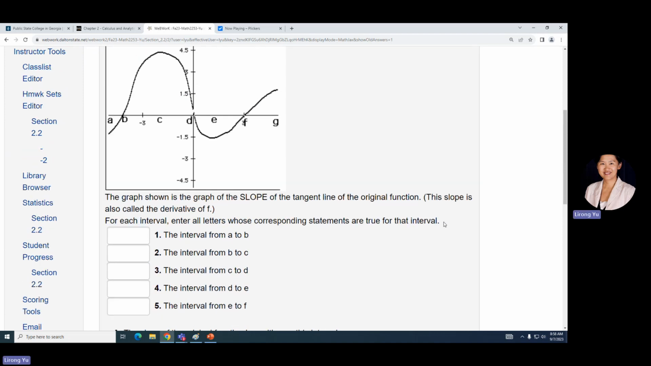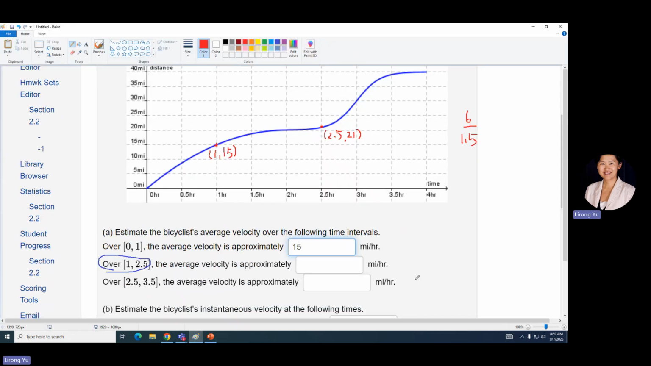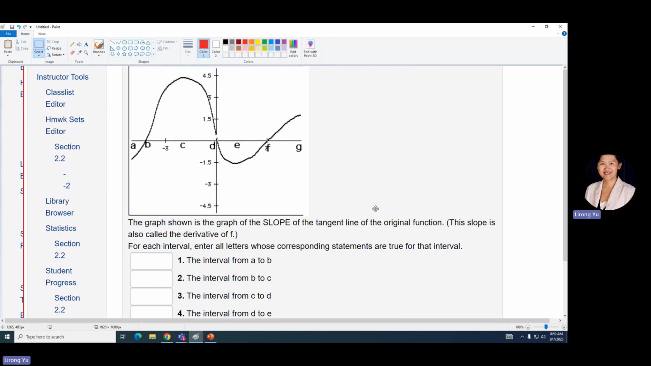All right, this is again another very tough topic. So let's talk about what it means. We basically look at the graph. This is the graph showing the slope of the tangent line of the original function. This is the part that makes it harder, because the graph is not the graph of the original function. This is actually the graph of the derivative, or the graph of the slope of the tangent line, which basically means a derivative. So this graph is a derivative function. So we have to indirectly think about the change.